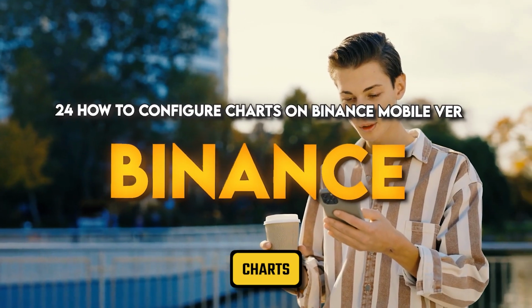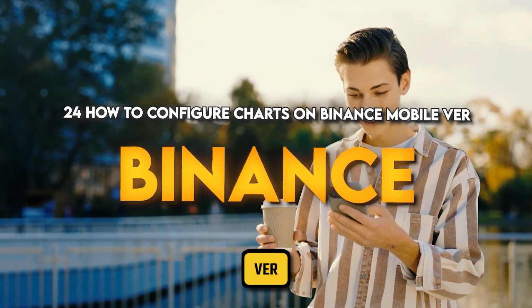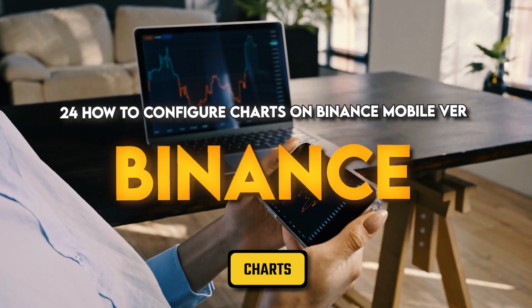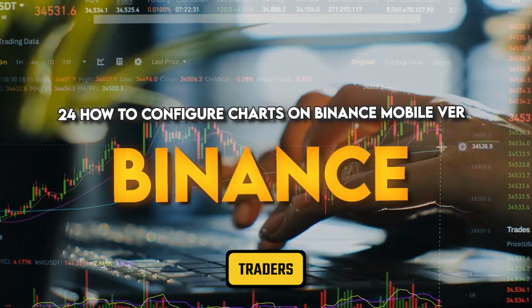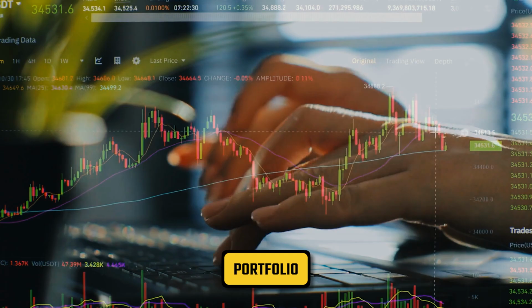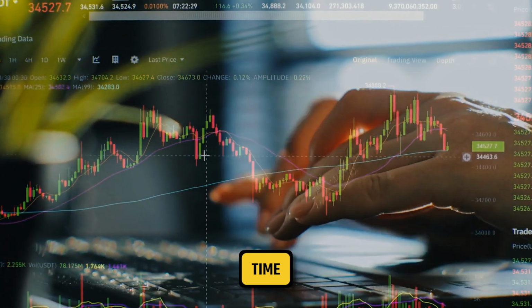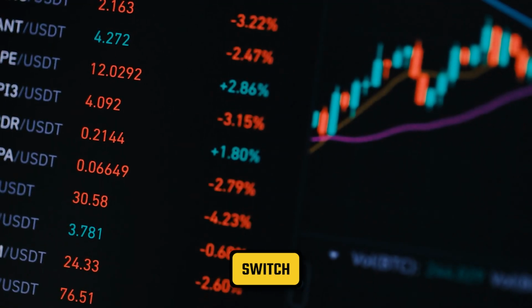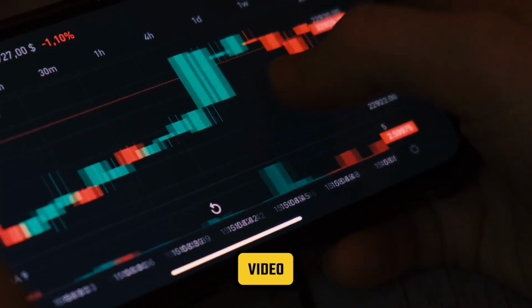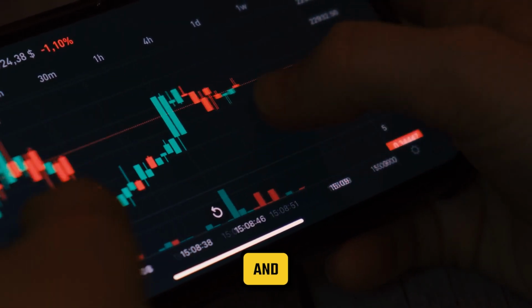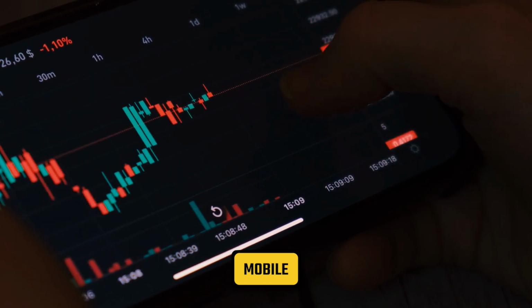How to configure charts on Binance Mobile. Viewing multiple charts is a great strategy for traders who want to keep an eye on their entire portfolio and market movements in real time, instead of having to constantly switch between charts. In this video, I'll be showing you how to set up and easily view multiple charts on your mobile.